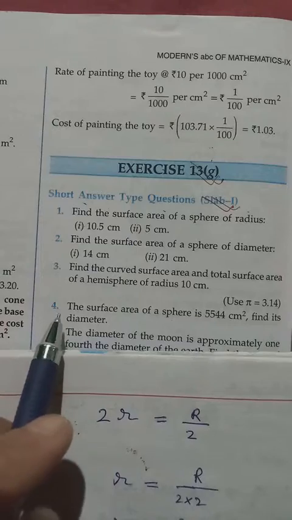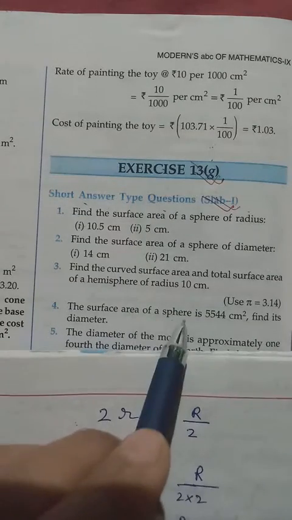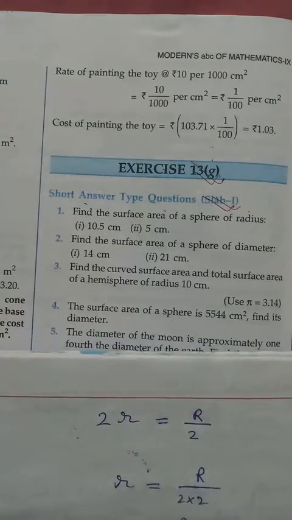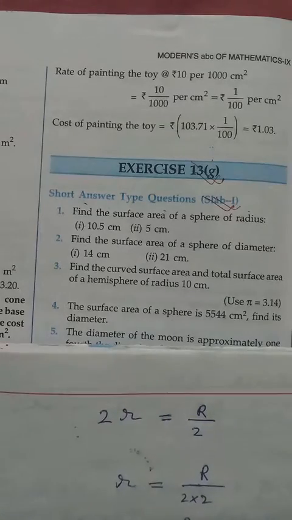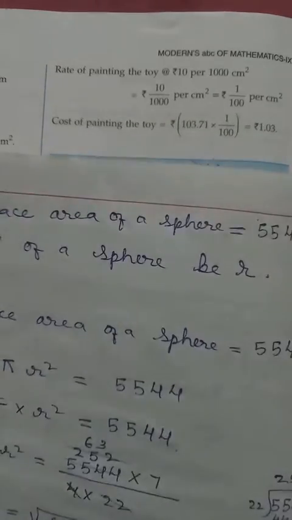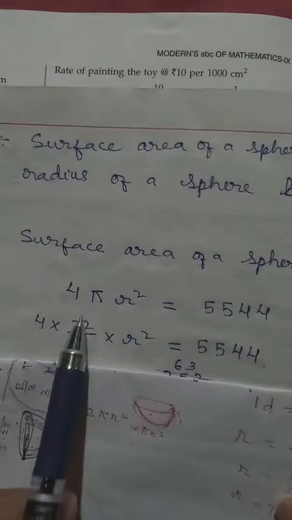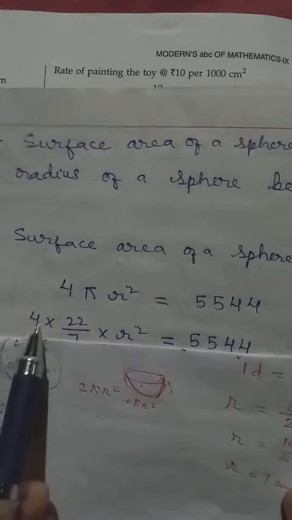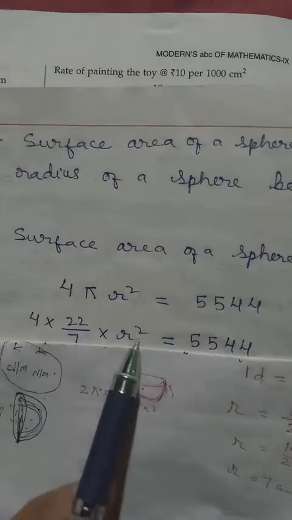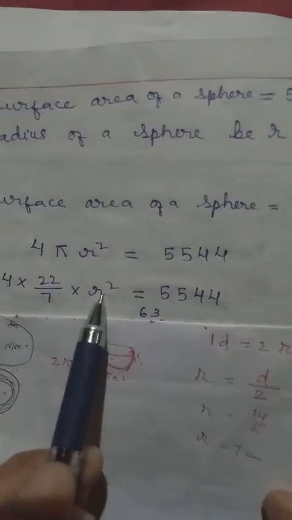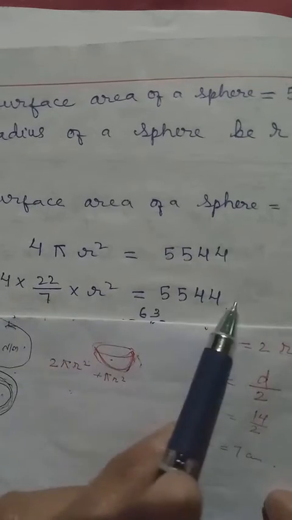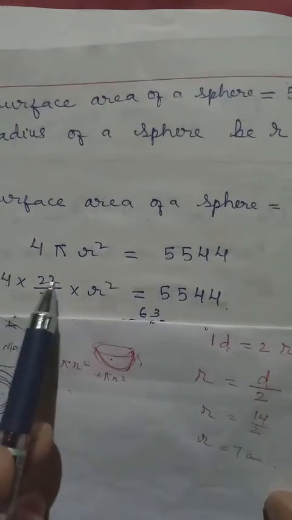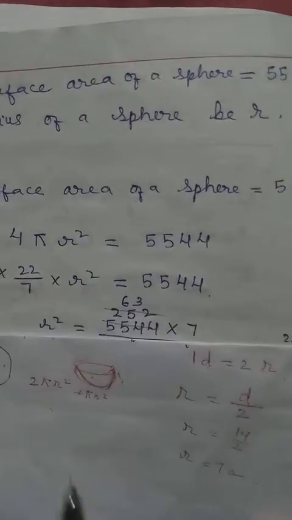Then next, question number 4. They give us the surface area of a sphere to be 5544 cm square. We have to find the diameter. We have the surface area, and we know the formula, so we can use that. The surface area formula is 4 pi r square. R we don't know, so let's find it. We have 4, and instead of pi we can write 22 by 7. R square we don't know, let it be like that. We want r, so whatever we have here, we can transfer to the other side. If we transfer a divide to this side, it becomes multiply. If I transfer this multiply to the other side, it becomes divide.